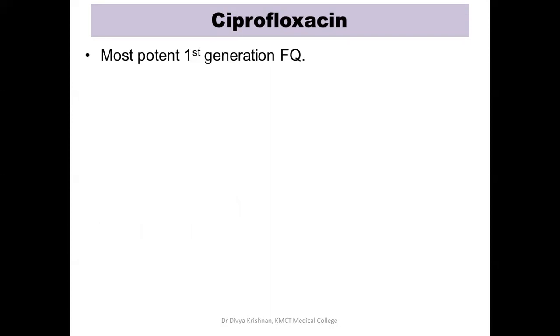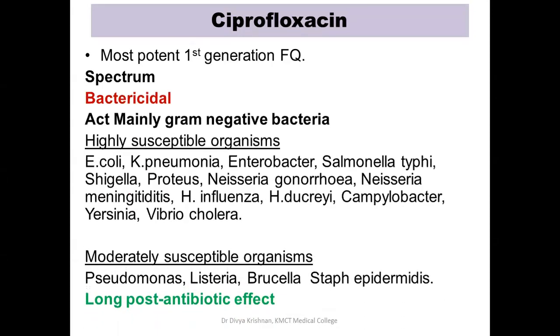This is the most potent first generation fluoroquinolone. Its spectrum includes mainly the gram-negative bacteria. All these are bactericidal drugs. The highly susceptible ones are E. coli, Klebsiella, Enterobacter, Salmonella typhi, Shigella, Proteus, Neisseria, H. influenzae, Haemophilus ducreyi, Vibrio cholerae. So you can see more of the gram-negative ones are there. Moderately susceptible ones include Pseudomonas, Listeria, Brucella, and a gram-positive one like Staph.